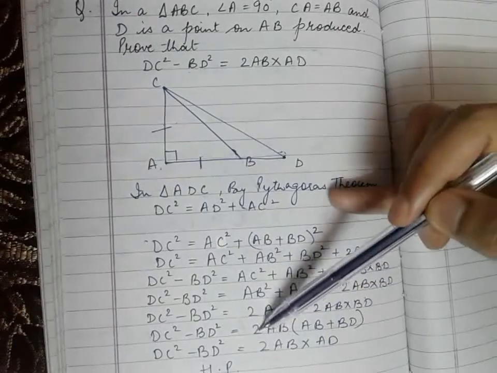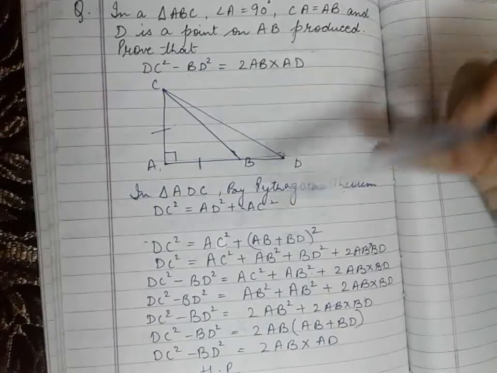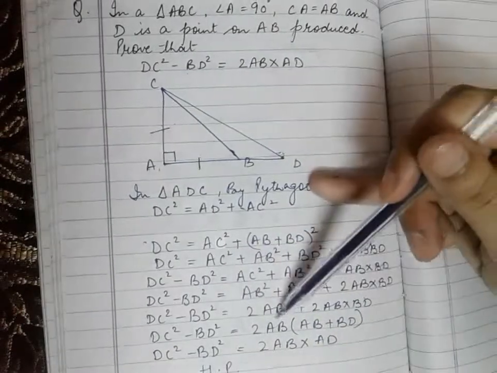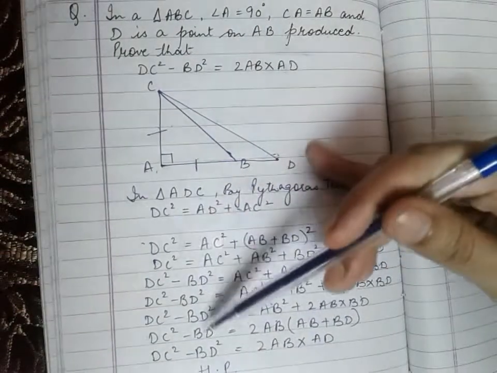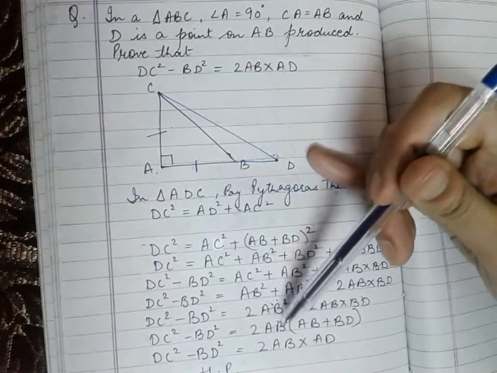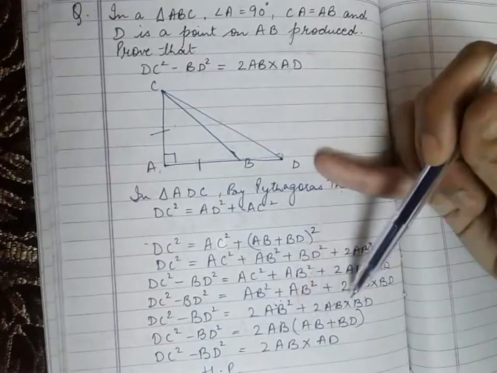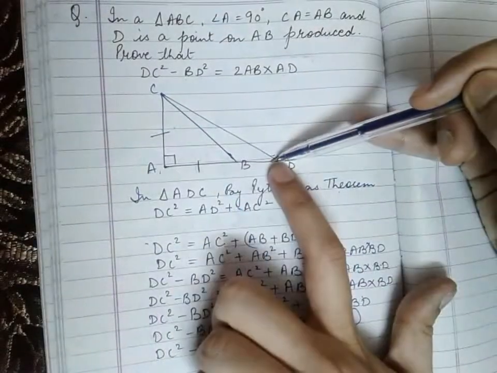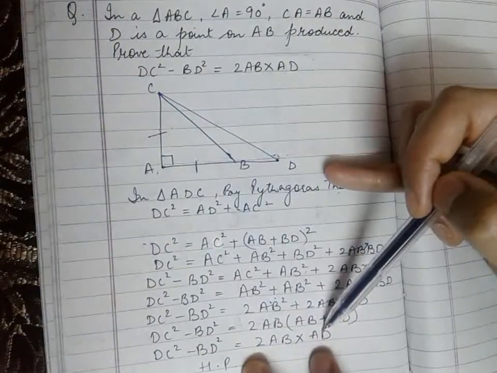Why have I done it? Now in these two, AB will be common, and AB is needed also. That's why I have removed AC and written AB, because AB is needed. So twice of AB is common. What will be left when AB is taken? LHS is copied as it is. AB is taken common. What is left here? Out of AB square, AB is common, so what is left? AB. Plus, here twice of AB was taken out, what is left? BD. AB plus BD. And what is AB plus BD? This is equal to AD. So in place of AB plus BD, I can write AD.